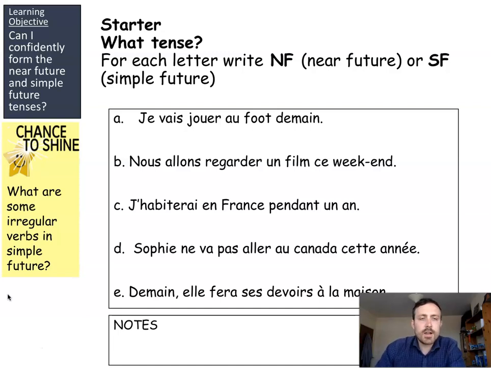Just a chance to shine, a more challenging extra task. If you have done the future before, can you remember any verbs that have irregular structures in the simple future? Okay, so off you go, and I will be back in a second.